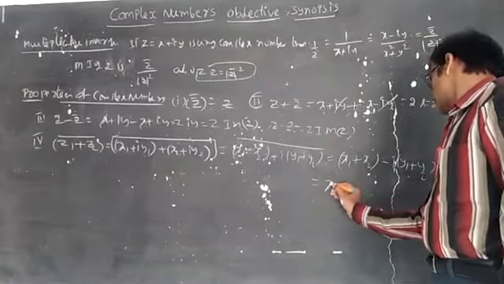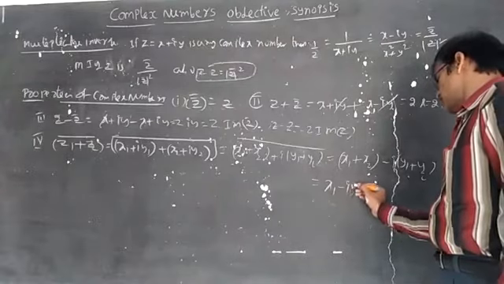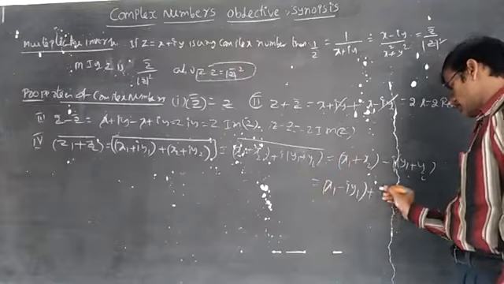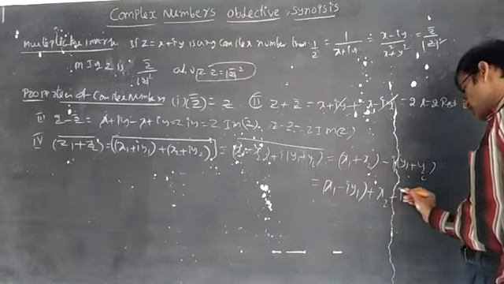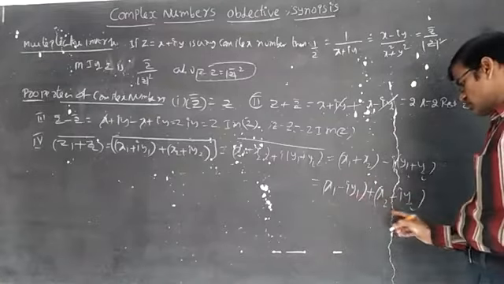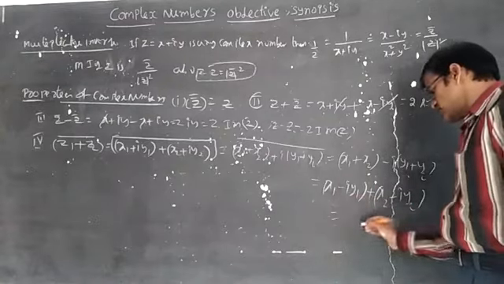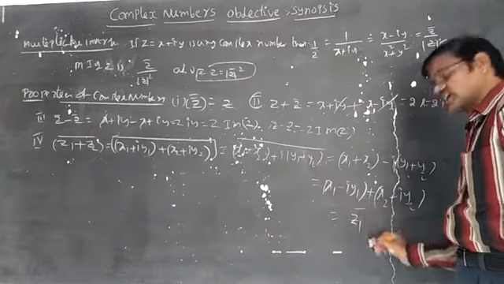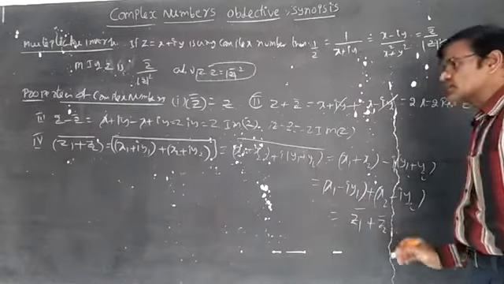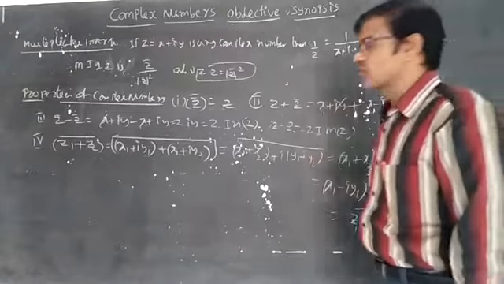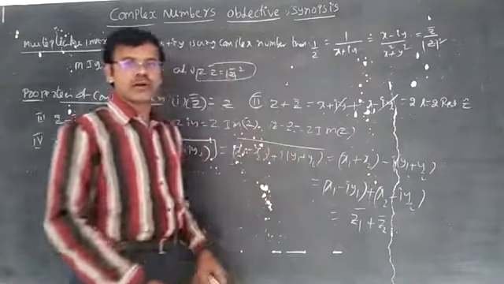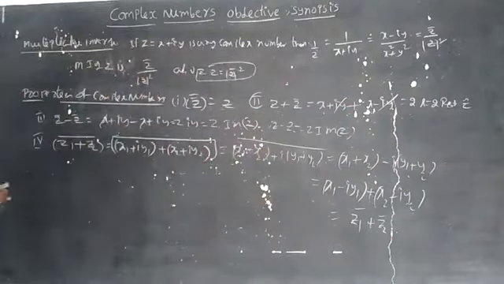Now you can understand x1 minus iy1 plus x2 minus iy2. This is z1 bar, and this is z2 bar. So what is happening? The property of z1 plus z2 whole bar is equal to separately z1 bar plus z2 bar. Like that, each and everything we need to verify.